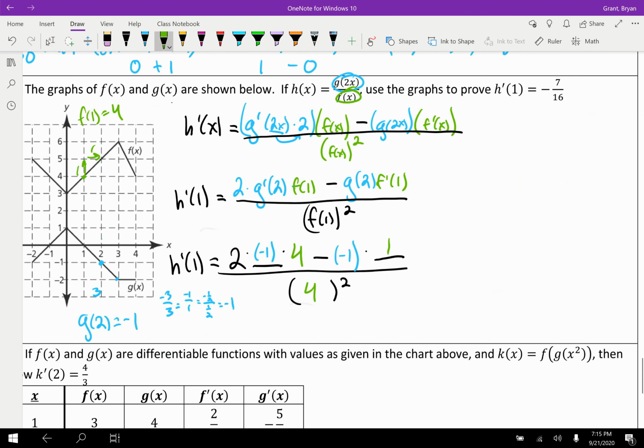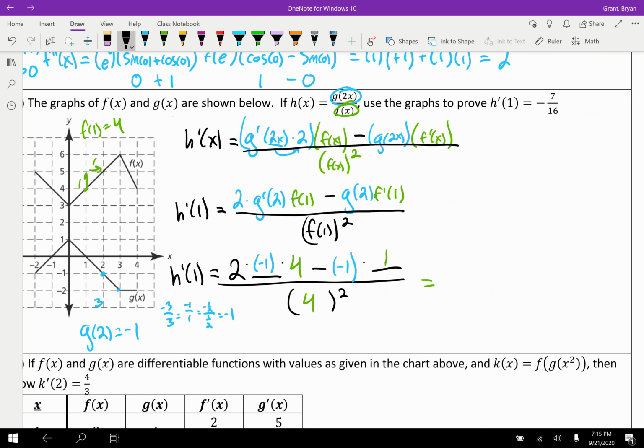Whew! Let's go ahead and finish this off. We have 2 times 4 times -1, that's -8. Minus, well, minus a negative makes it a +1. Divided by 16, I'm looking at -7 over 16.